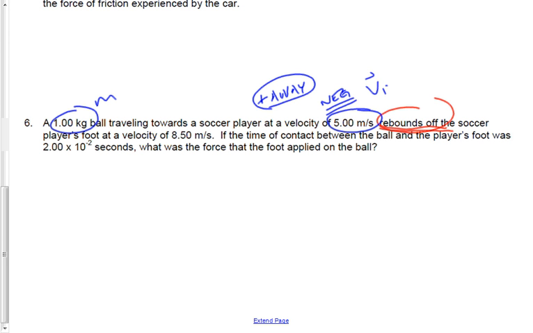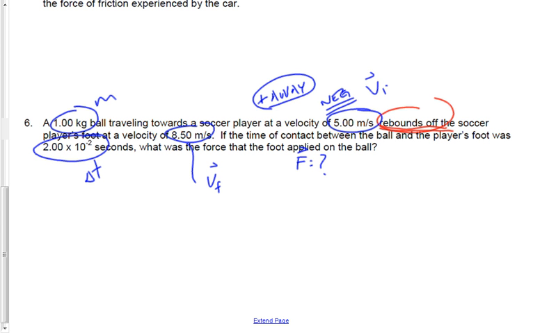Could you have done it the other way around? Sure you could have. We could have made towards us as positive and away from us as negative. Doesn't matter as long as you're consistent. This is going to be VF, and it's going to be positive because it's going away from us. This is going to be the time, and we're looking for the force.